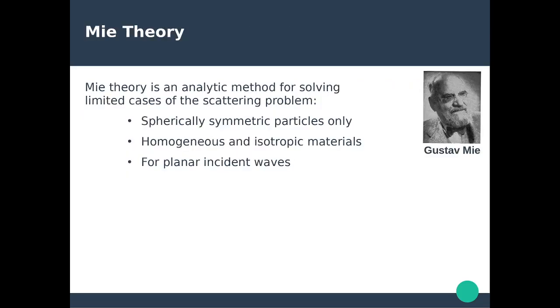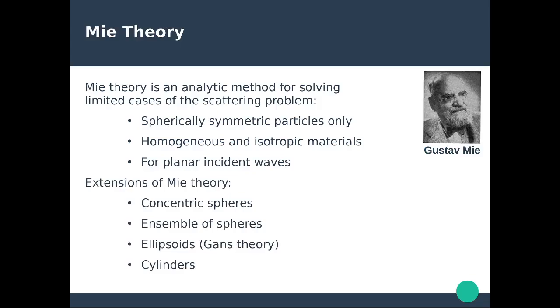So this Mie theory is an analytical method and solves a certain number of limited cases of the scattering problem in general. This is a method which is solving the scattering problem we discussed in the previous video. But this is only limited to spherical geometry. So the particles need to be spherical. They need to be composed of matter which is homogeneous and isotropic. And this can be calculated only for the case of an incoming plane wave.